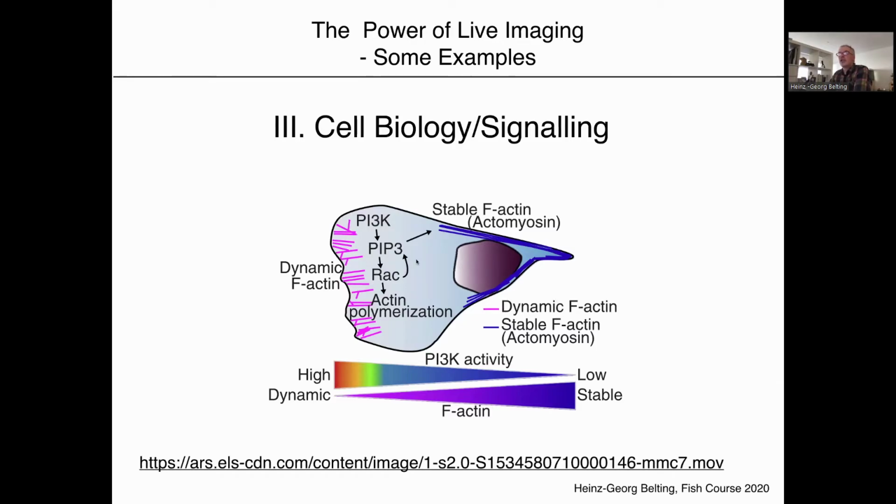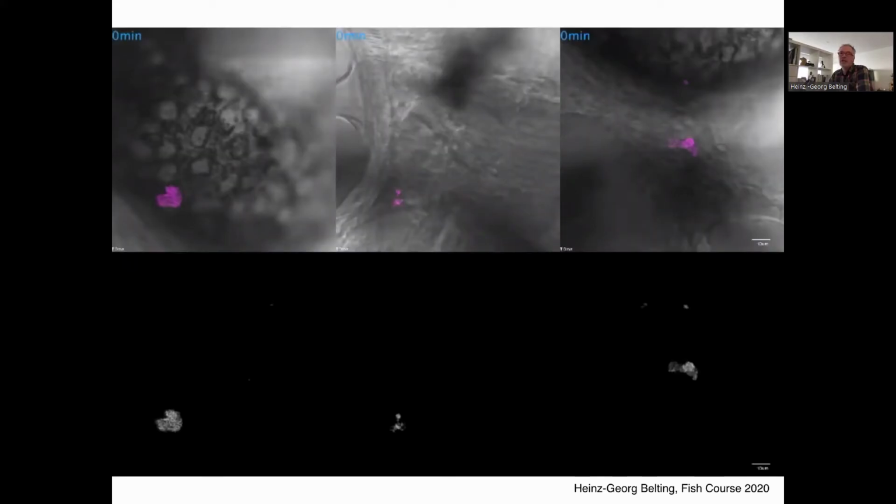And actually, you can use this laser now to guide the cells through the embryo, and that is shown in the next video, where you have, these are three examples. You have one cell here, one cell here, and one cell here. And these cells now become stimulated by a laser beam, activating this PI3 kinase pathway, and look what happens.